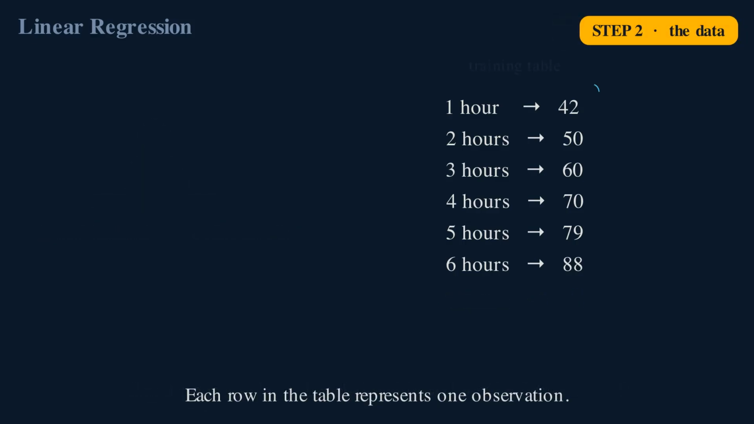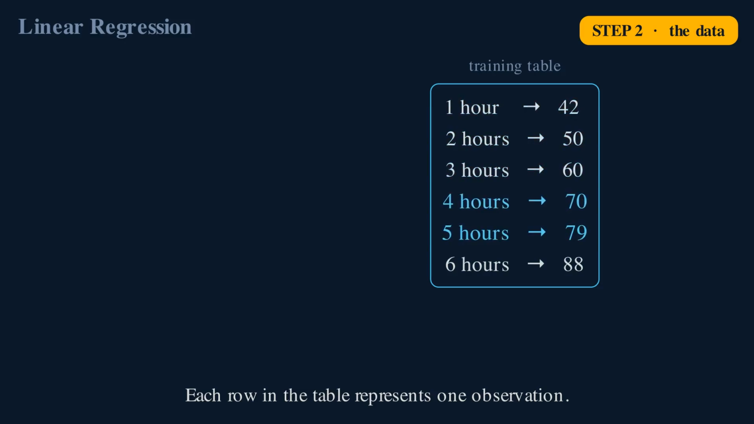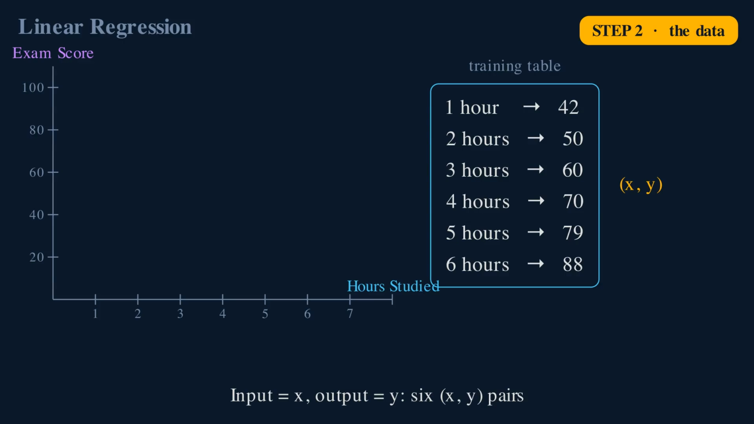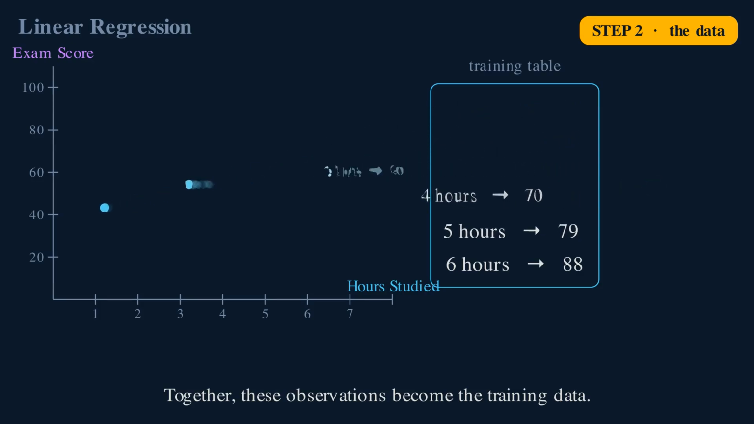Each row in the table represents one observation. The input feature is the number of hours studied, and the output is the exam score. In machine learning we call the input X, and the output Y. 6 students give us 6 XY pairs. Together, these observations become the training data.